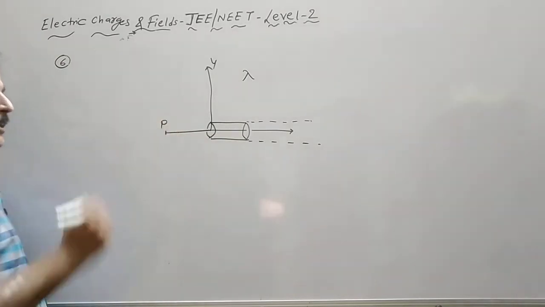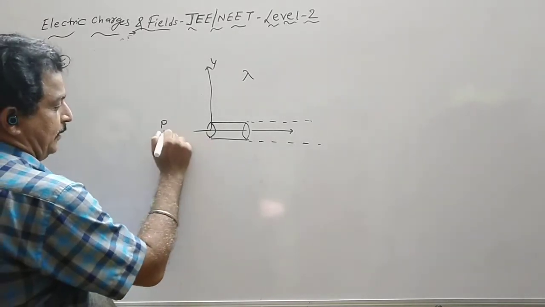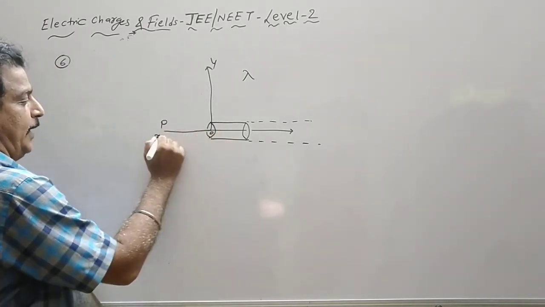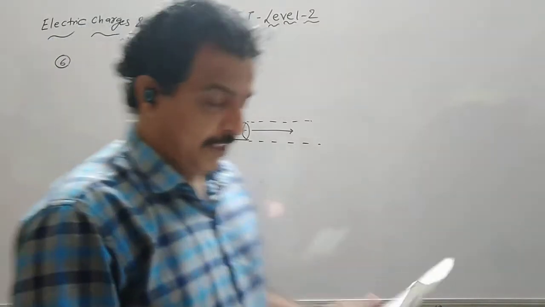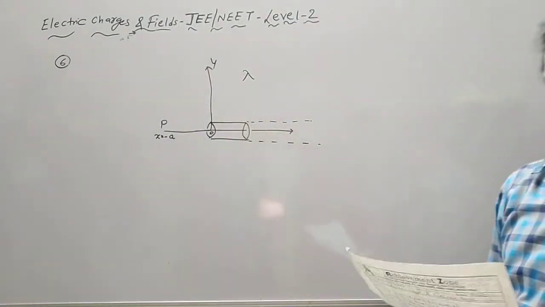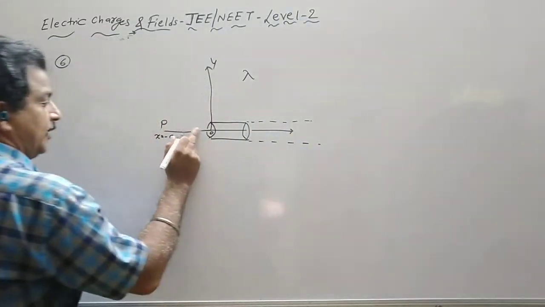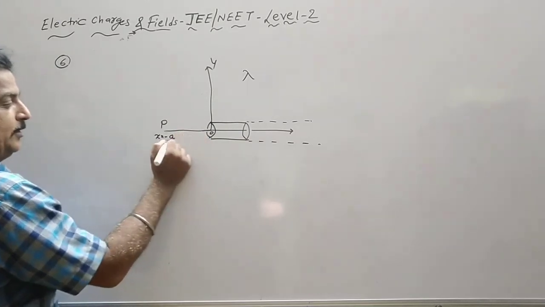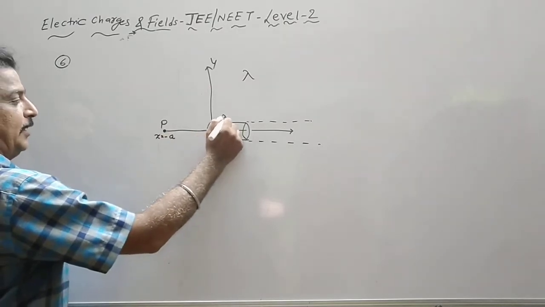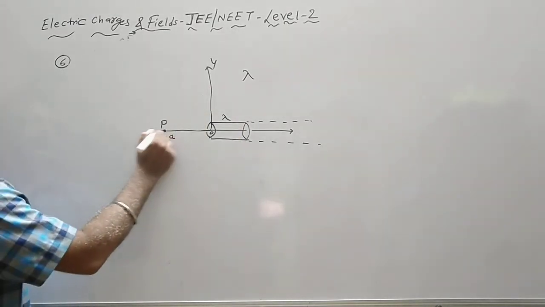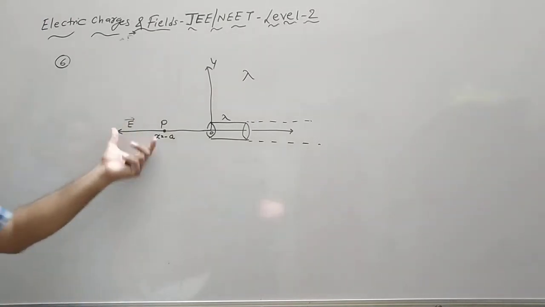So point P is given. We have to find out the electric field intensity at a distance x is equal to minus a. So here the difference is this wire is infinitely long and we have to find out the electric field intensity at this point, which is at a distance a. Minus sign indicates direction. So if I keep a test charge here, and the rod has a linear charge density lambda, the electric field intensity will be along the negative x-axis. So that is the direction.